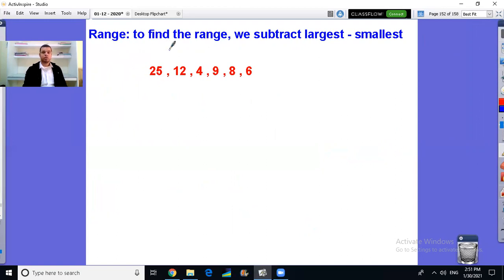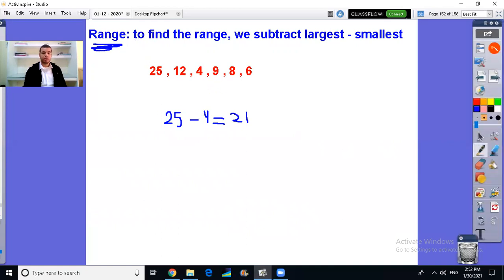The range, even easier than the mode and the mean. To find the range, we subtract largest minus smallest. Which number here is the largest? The largest number here is 25. Which number here is the smallest? The smallest here is the 4. So it's 25 minus 4, which is exactly 21. And this is how we find the range. Largest number minus smallest number, which is 21.